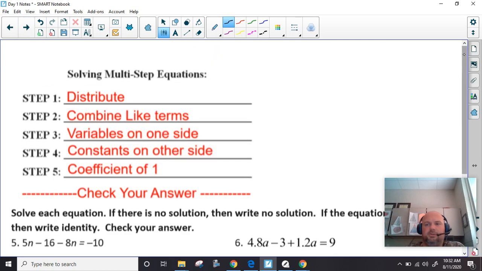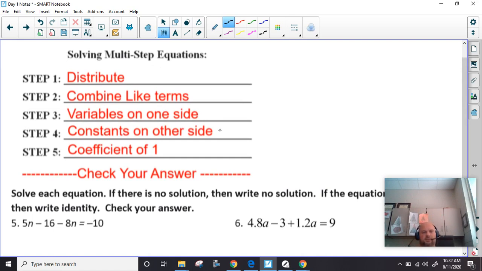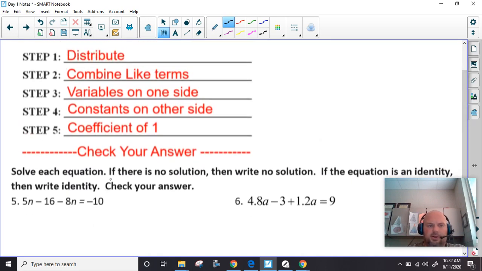Aha, this you should have seen multiple times before. Distribute, combine like terms, variables on one side, constants on the other side, coefficient of 1. This is directly out of the Algebra 1 handbook. If it's not broke, don't fix it. Okay? Yes, I'm wiggling around because I can't be still. Now, do I have to distribute right here? No, so I move on.